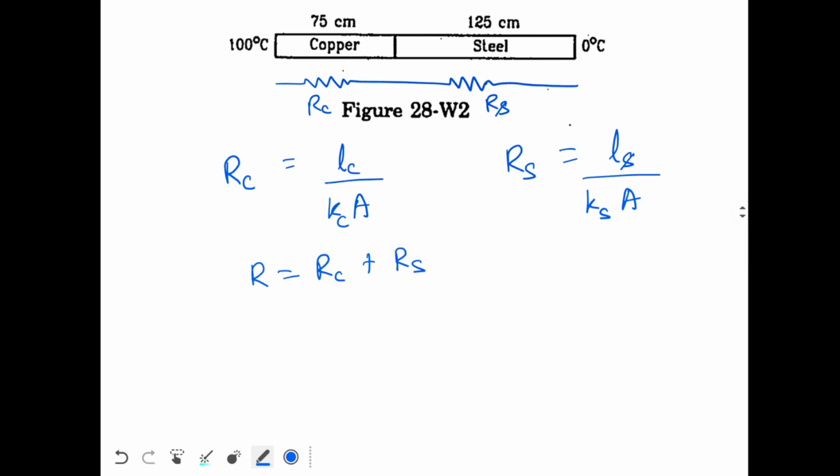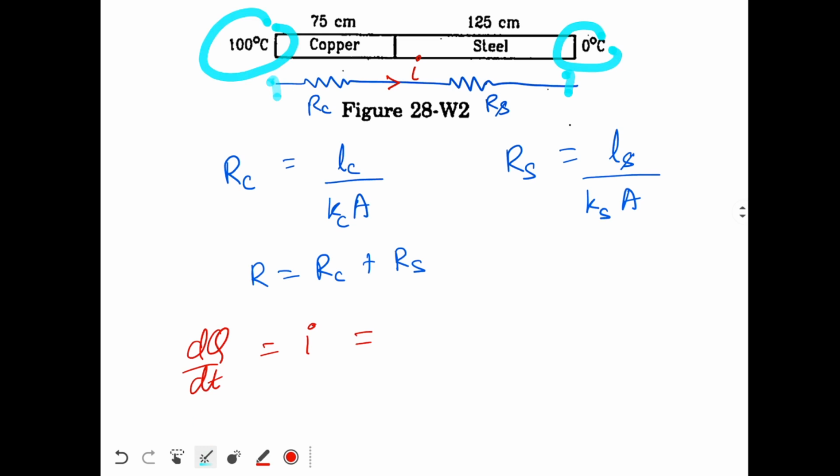So if the rate of heat flow through them is I, that is dq by dt, equal to I. That will be equal to, across the two ends, the temperature difference, 100 minus 0. So that is 100. So 100 divided by R.